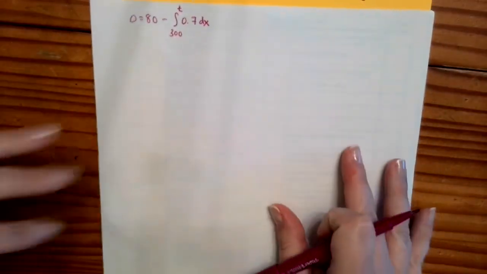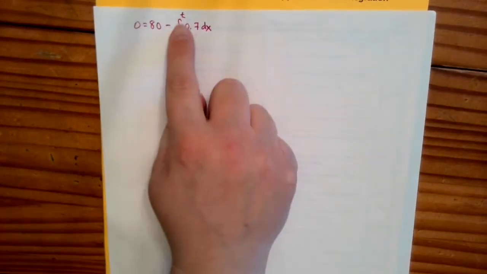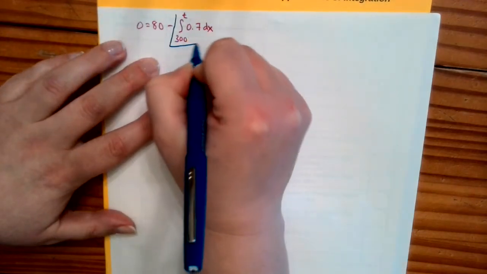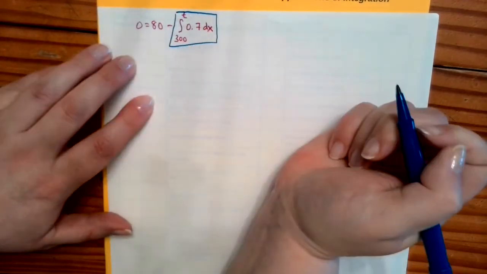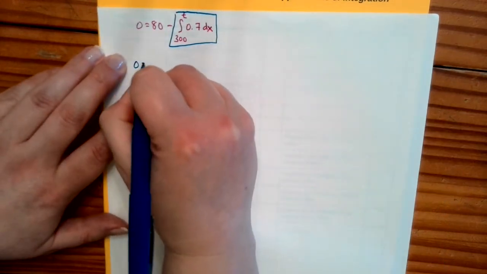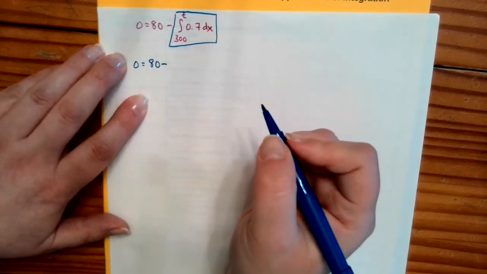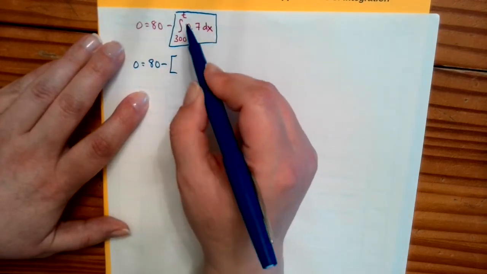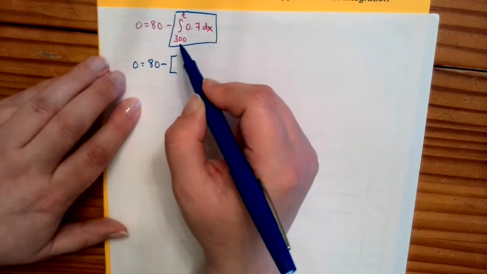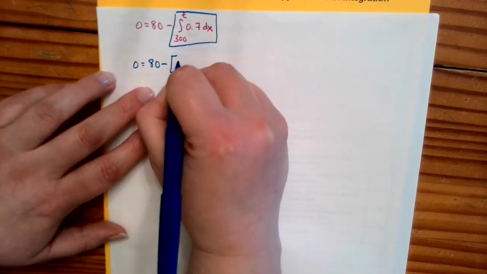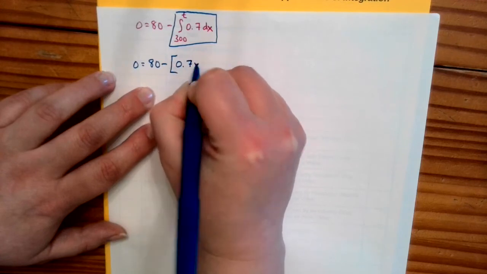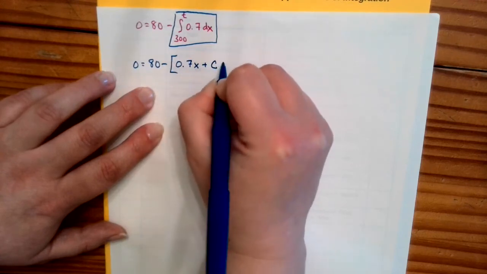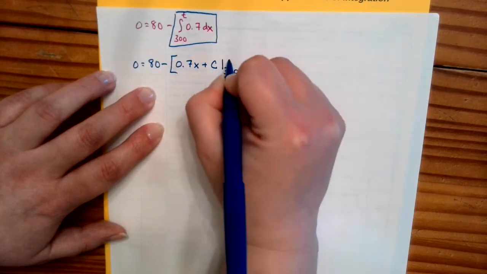So let's look at solving this. The unknown here is this t. That's what we're actually looking for. The weird part here is that you guys are going to have to actually evaluate this integral. So we're going to do 0 equals 80 minus, and we're going to leave that part alone. Now we have to figure out the integral from 300 to t of 0.7 dx. Well, that means take the antiderivative. So the antiderivative is 0.7x plus c, and we're going to evaluate from 300 to t.